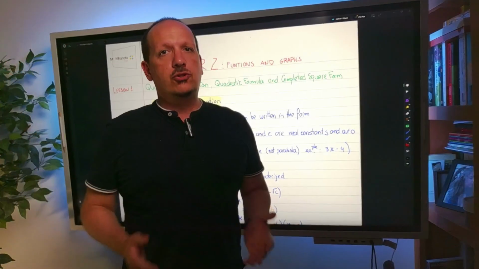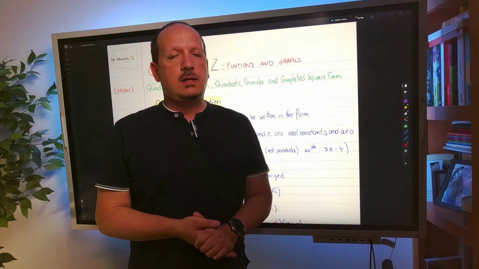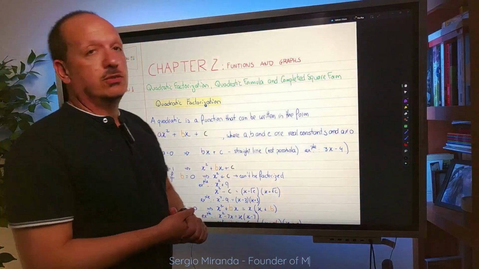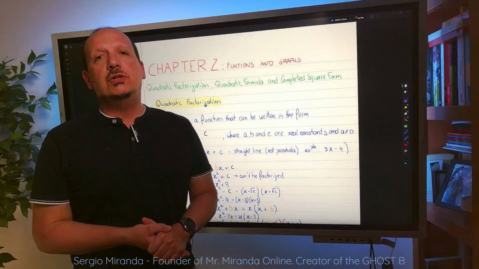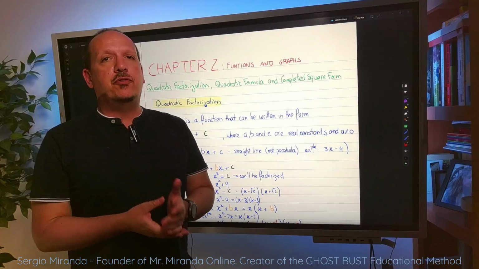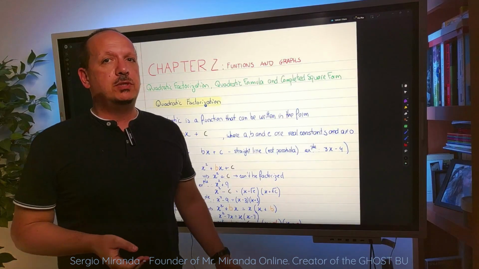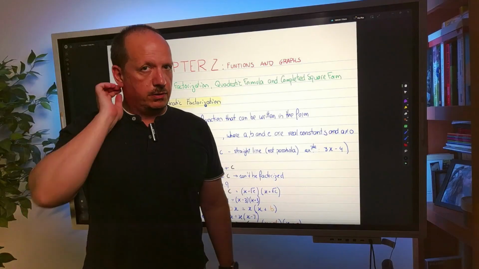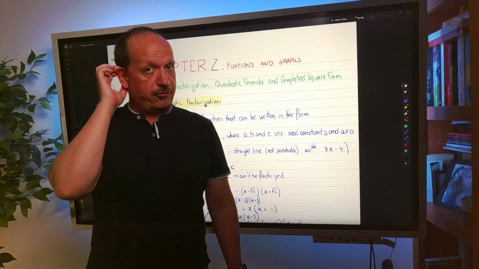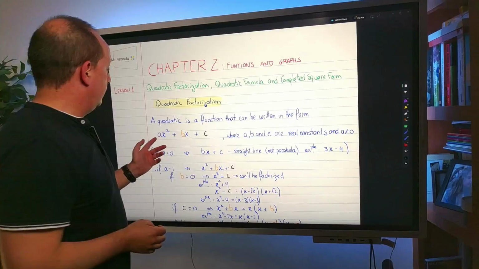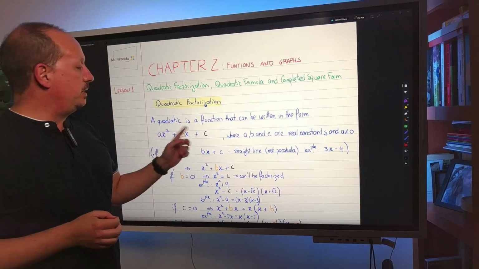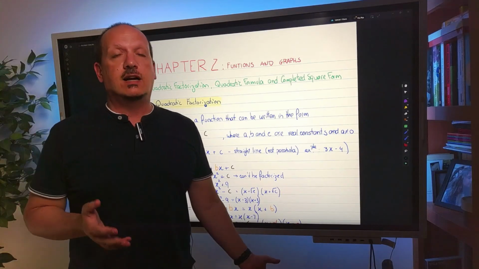We're starting now chapter 2 of Pure Maths, and this chapter is all about functions and graphs. And as you're going to see, most of the functions that we're going to talk about in this chapter are quadratics. Now, what is a quadratic? You know this for a long time. A quadratic is a function that is in the form ax squared plus bx plus c, in which a, b, and c are constants, are numbers.